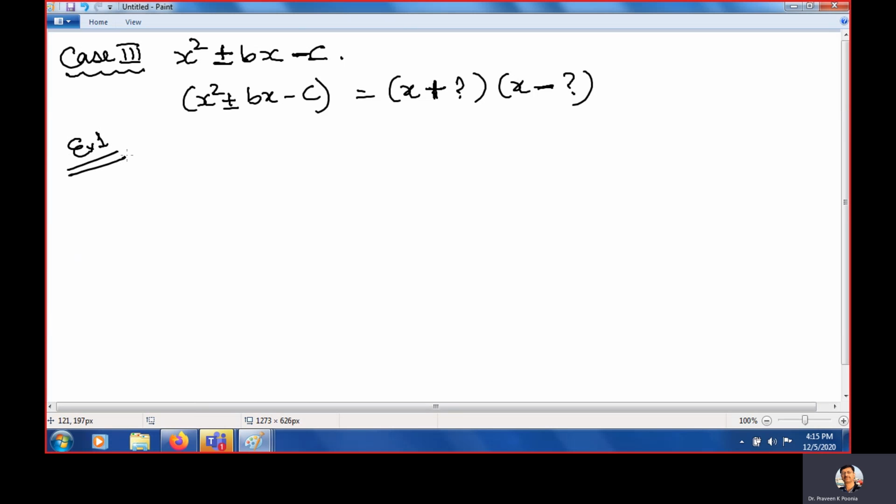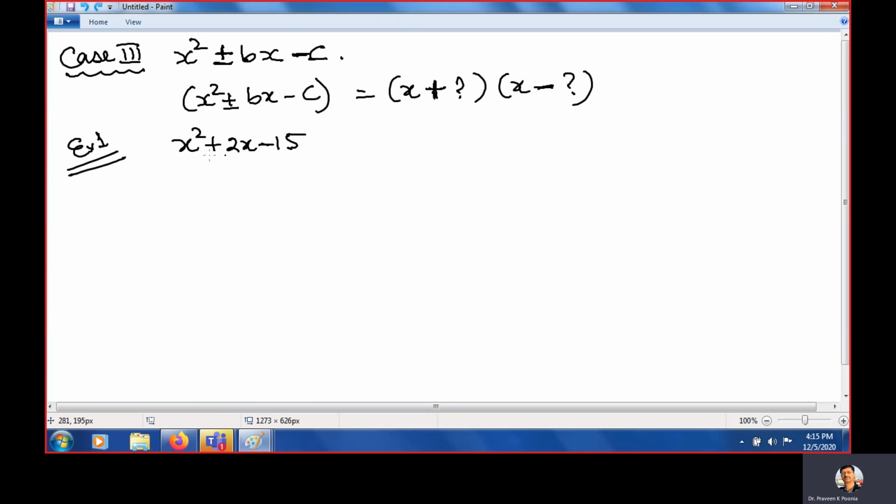Example number 1. What is the example? Example is x square plus 2x minus 15. So here is minus. Now I want to tell you that there will be two factors of 15. Big factor will be positive and a small factor will be negative. If plus here, big factor is plus. If minus here, then big factor is minus. This is the only difference.